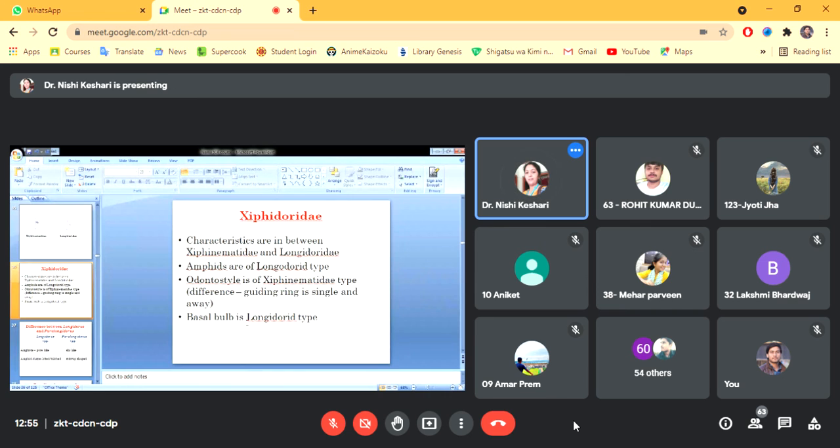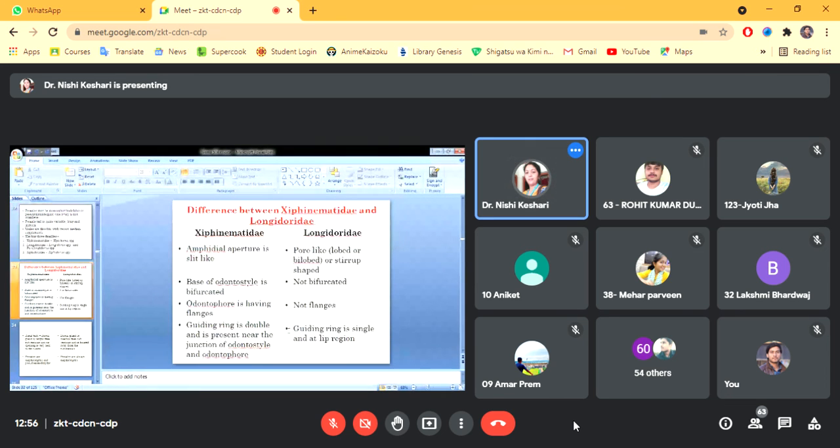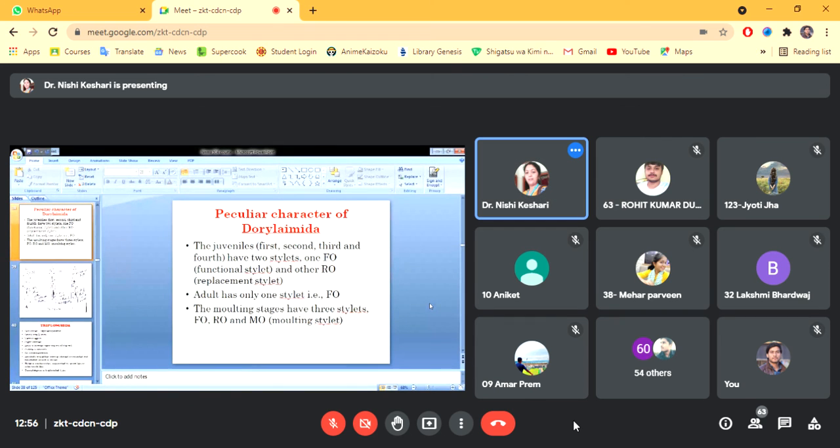Again, you can see here that in Longidoroidea, two genera are there, Longidorus and Paralongidorus. So why are they called by different names? Because they are placed in the same family, maybe there are one or two differences. So what are the differences? Longidorus and Paralongidorus: here the amphids are pouch-like, here the amphids are stirrup-shaped. Here the amphid shape is lobed or bilobed, here it is stirrup shape. So these two differences are there between Longidorus and Paralongidorus.